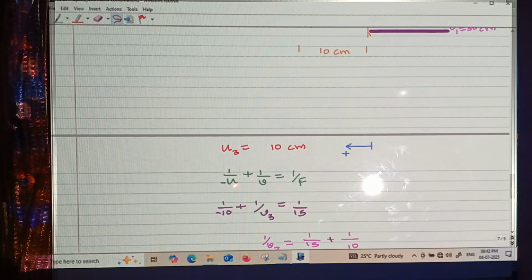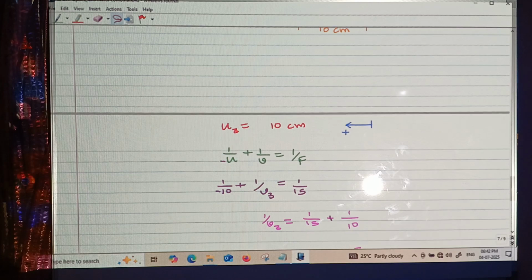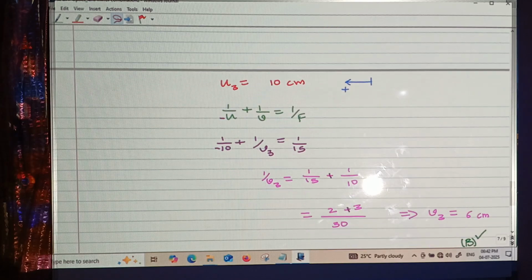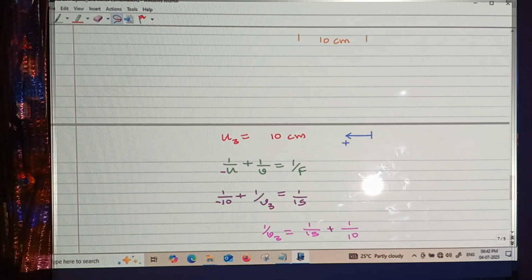And using the lens formula, and if you take U as plus 10, I'll get V3 as plus 6 centimeters, and plus towards the left side. So the image is formed at a distance of plus 6 from the lens. So the final image is at a distance of 6 plus 10 from the plane mirror, and this image is real because it's convergent rays coming here.